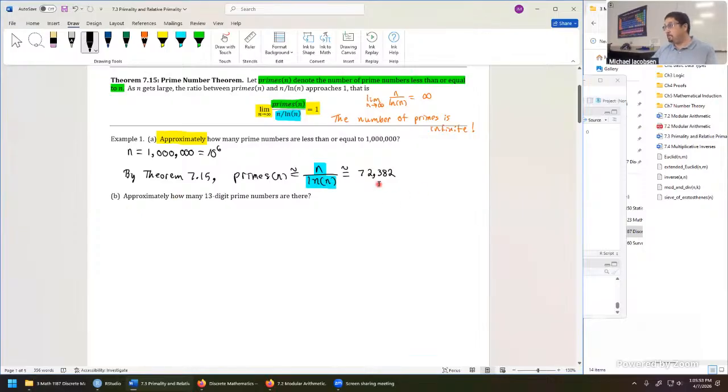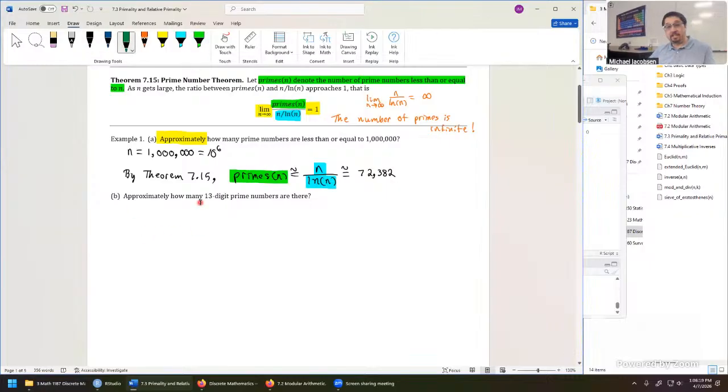Here we know that there's about 72,000 primes less than or equal to 1,000,000. But now we're trying to approximate how many 13-digit prime numbers there are. We're not computing the primes, we're not finding them. We're just wondering approximately how many there would be if we did try to count them all. But we can use this function once again to make this happen, primes n.